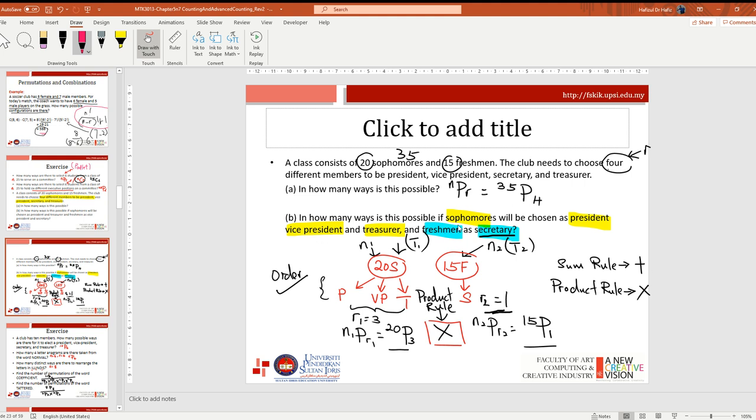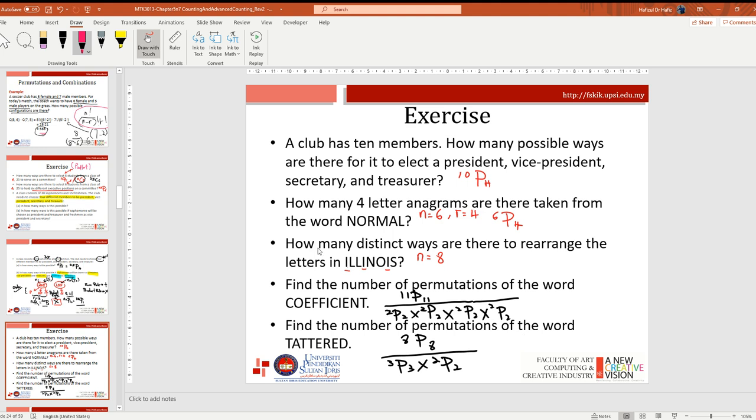Okay, and then how many ways if sophomores will be chosen as president, vice president, and treasurer, and a freshman as secretary? So we have 20 for sophomores: P, VP, and T. And then for the freshman only, we have secretary. So here we have ordered. Ordered means you have a permutation. Make sure the problem that you are relating to is either ordered or unordered. So we have P(n,r): P(20,3), product rule, multiplied by P(15,1). Okay, this one is an exercise, please do it in the Padlet.